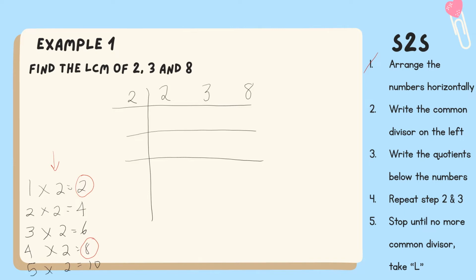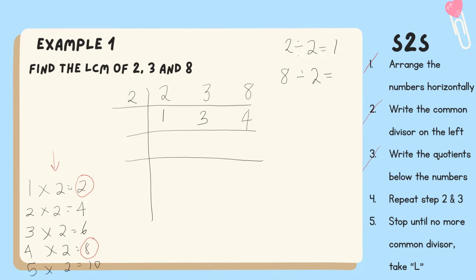So writing down the common divisor on the left, that is step 2. Then we're going to start dividing. 2 divided by 2 gives us 1. So I'm going to write the quotient just below the number. Now, there is no 3 in timetables 2, so we're just going to bring down the 3 below. Then, moving on to 8. 8 divided by 2 gives us 4. So I'm going to write down 4 just below the number. So step 2 done and step 3 done.